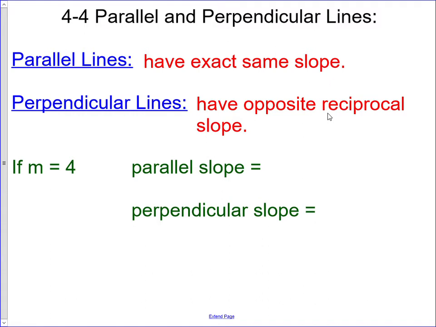Reciprocal is where we flip a fraction. So the reciprocal of 3, flip it over, would be 1/3. Okay? So if we're given a slope of 4, a line that is parallel to it would have a slope of 4 as well. A line that is perpendicular to it, we would need to change the sign and flip it, so we would have a slope of -1/4. Okay?